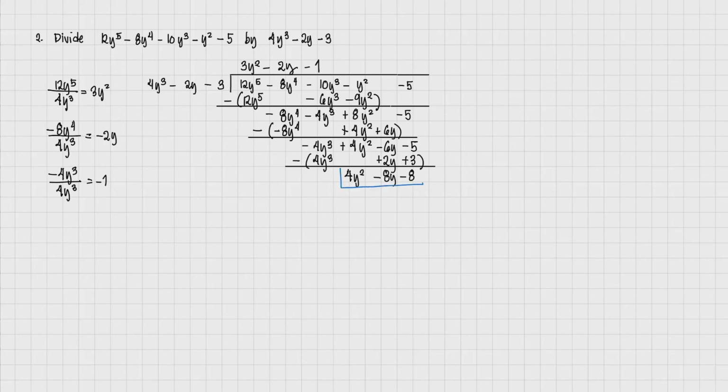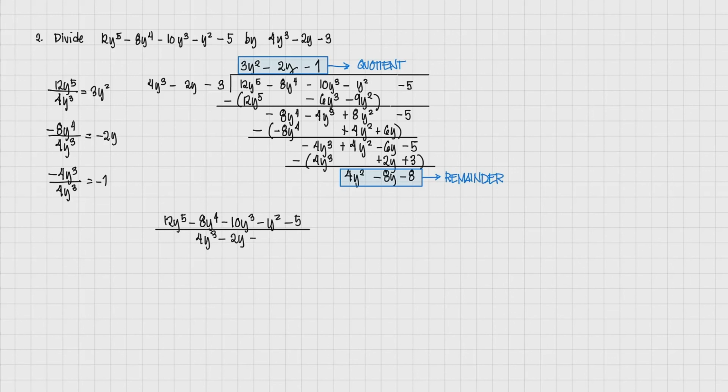So, ito na yung ating remainder. And this one would now become our quotient. So, rewriting this, we have 12y raised to 5 minus 8y raised to 4 minus 10y raised to 3 minus y squared minus 5. And our divisor is 4y raised to 3 minus 2y minus 3.